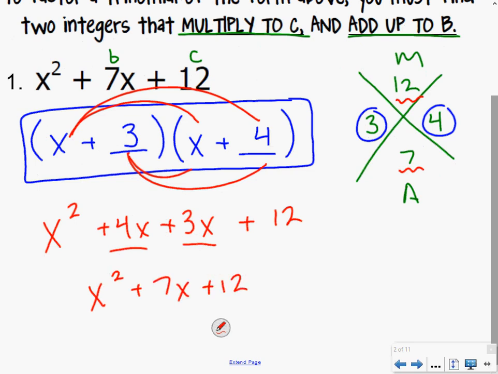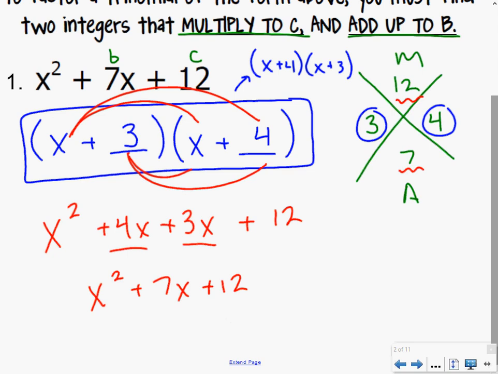The two factors, the two things that multiply together to give us that polynomial, are x plus 3 times x plus 4. And remember, the order of a multiplication doesn't matter. So if you got, I'll do it up here, x plus 4 times x plus 3, that would be the same thing. Okay, the order that the factors go in does not matter.